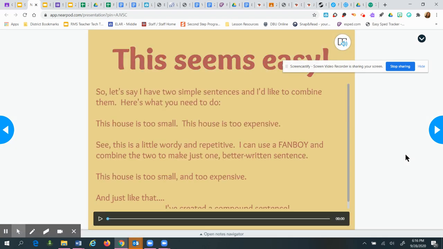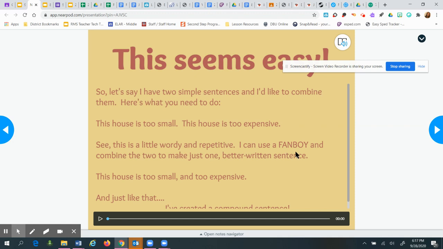This seems easy. So let's say I have two simple sentences and I'd like to combine them. Here's what you need to do. This house is too small. This house is too expensive.